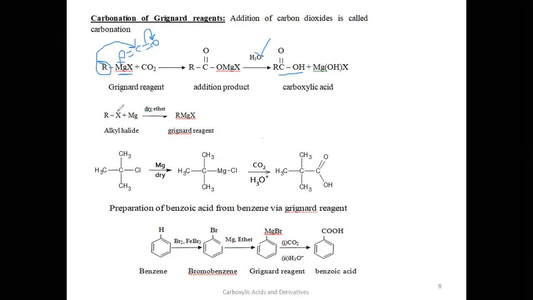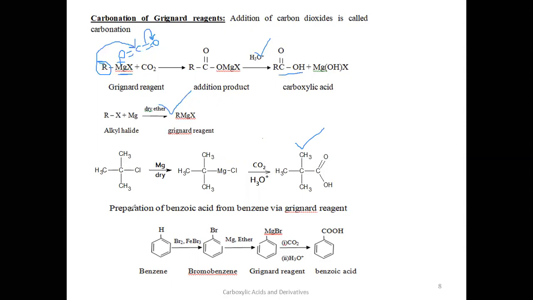So how do you prepare Grignard reagent? By adding metal to alkyl halide in dry conditions. Now let us take this example. How do you prepare this compound? In order to prepare this compound, first you have to prepare a Grignard reagent that you can prepare from tertiary butyl chloride. Add magnesium, it will give Grignard reagent. Then add CO2 followed by hydrolysis, it will give this dimethyl propanoic acid.